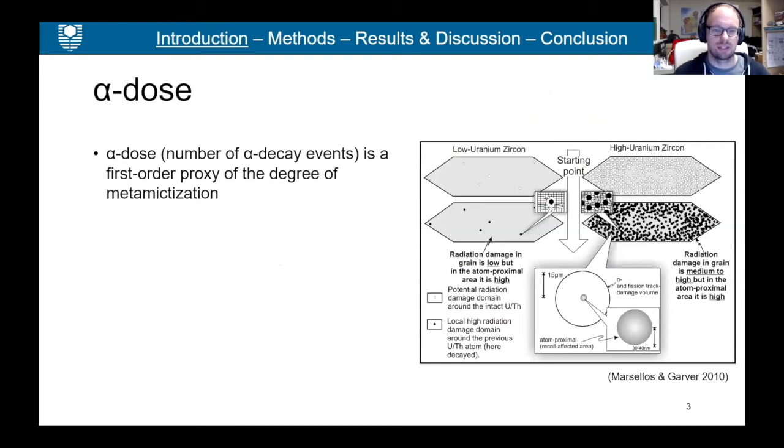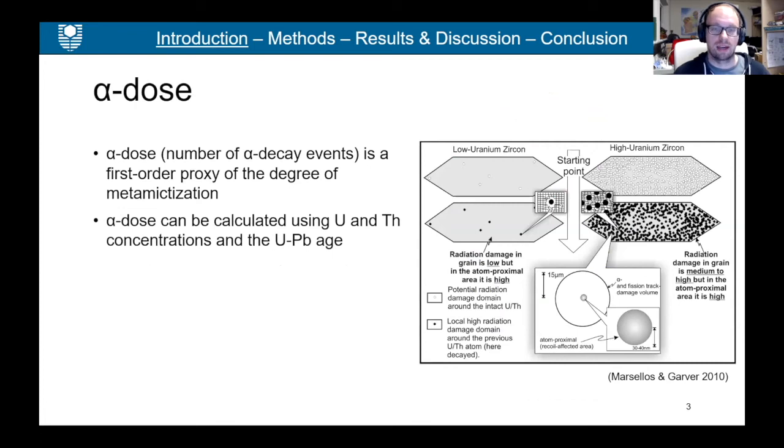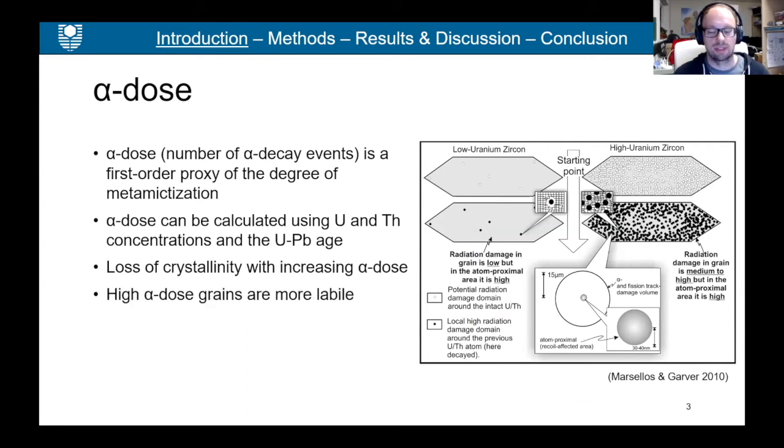Alphadose is essentially just the number of alpha decays within a mineral. So it is a proxy for radiation damage, or people call it metamictization for zircons, for instance. We can calculate this using the uranium and thorium concentration and also the age. Generally, the higher the uranium and thorium concentration and the older the crystal, the higher the alphadose. And with higher alphadose, we lose crystallinity.